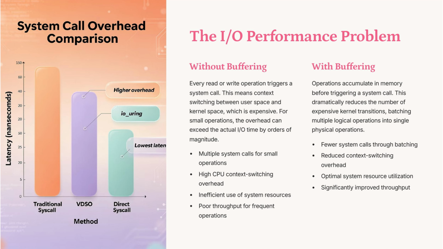Without buffering, each input-output operation incurs a costly system call, leading to high central processing unit context switching overhead and inefficient resource use. This results in poor throughput for frequent operations. Buffering accumulates operations in memory, reducing system calls and context switching, optimizing resource utilization, and significantly improving throughput by batching multiple logical operations into single physical ones.